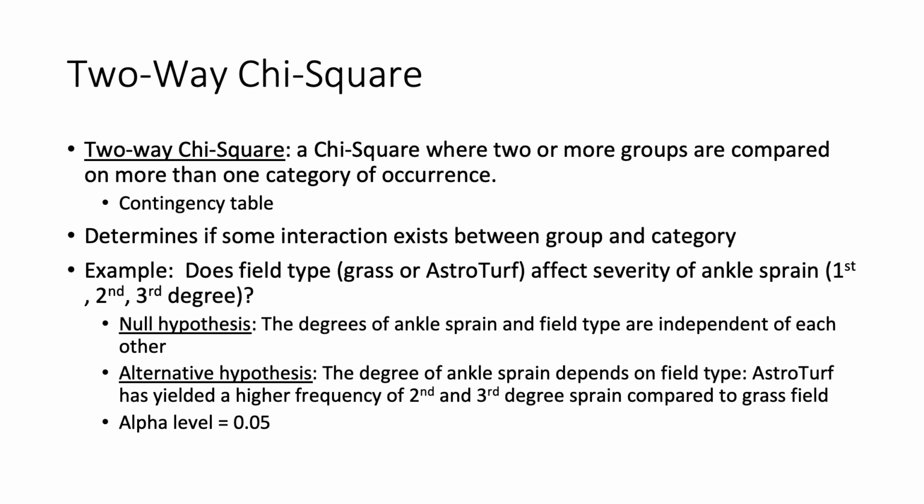We can use the previous example and expand it to see if there are any differences in severity of ankle sprain and the frequency of those severities. So the research question would then ask, does field type affect severity of ankle sprain? And you would then look at the first, second, and third degree severity of ankle sprains. The null hypothesis would state the degrees of ankle sprain and field type are independent of each other, while the alternative hypothesis would state the degree of ankle sprains depends on field type, such as AstroTurf has yielded a higher frequency of second and third degree sprain compared to grass field.